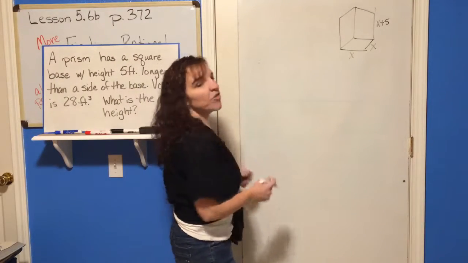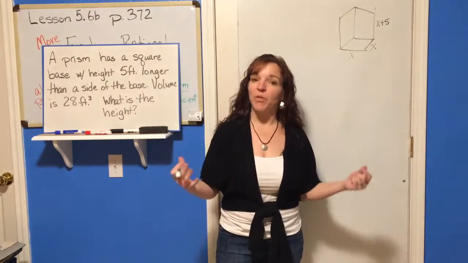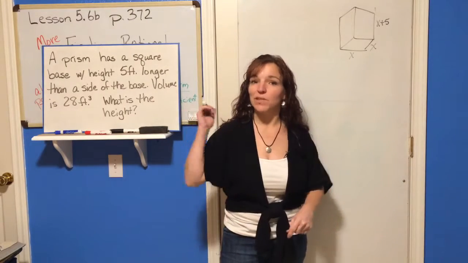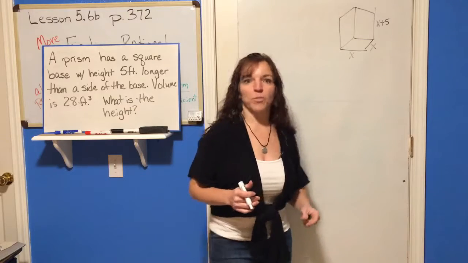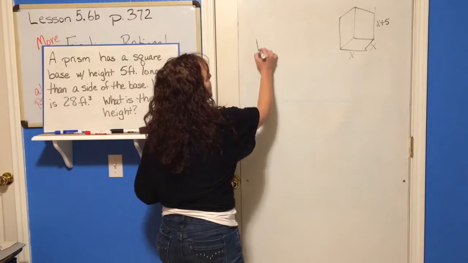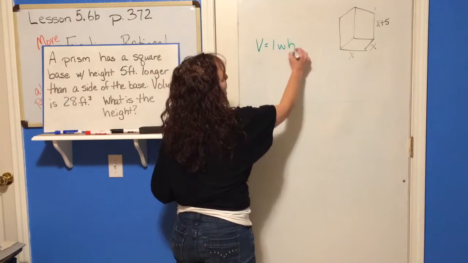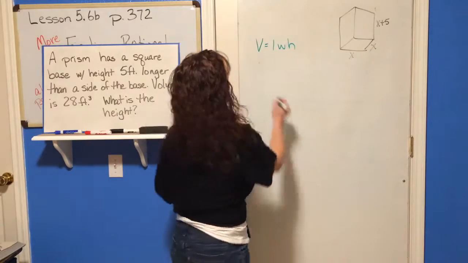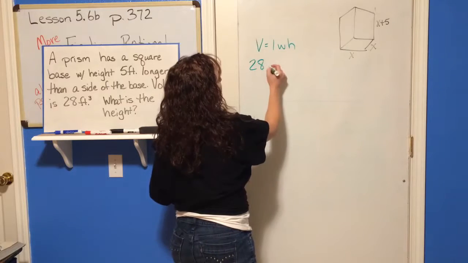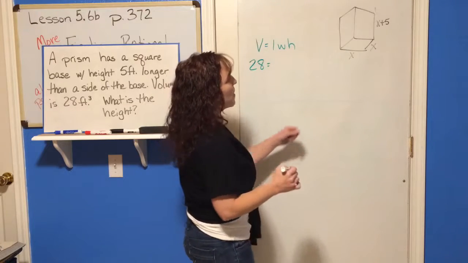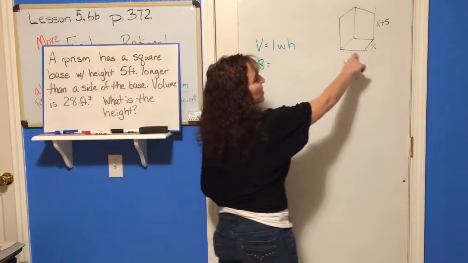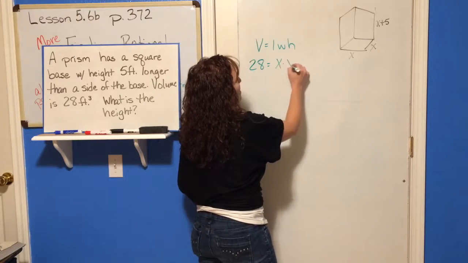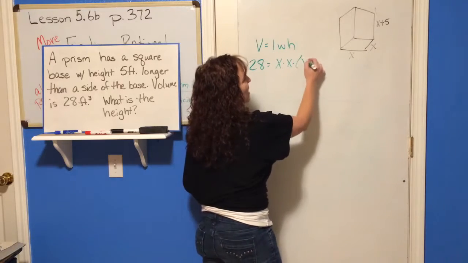All right. So we want the volume of a prism, and if you'll remember, the volume of a prism is just length times width times height, because it's a square prism, so it's an easy one. So volume equals length times width times height, and they told us that the volume is 28 feet cubed. So 28 equals the length times the width times the height. Well, the length and the width are both x, and the height is x plus 5.